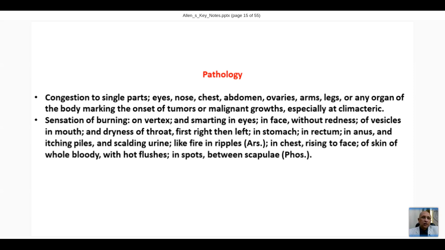I want to show you the proforma in which Allen enters into the remedy. So first, the whole field of action. Second is the specific key points or generalities or keynotes. And third, he enters with the pathology, and pathology by organ. So in the next paragraph, he starts with the sensation of burning. Then in the next paragraph, you will find the headache.